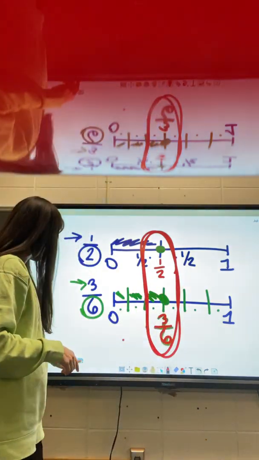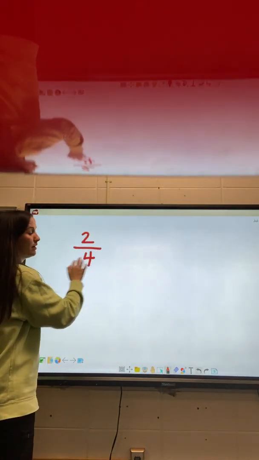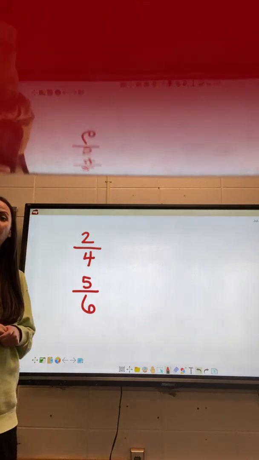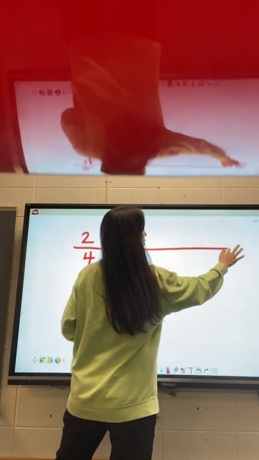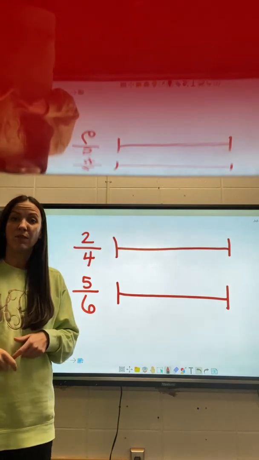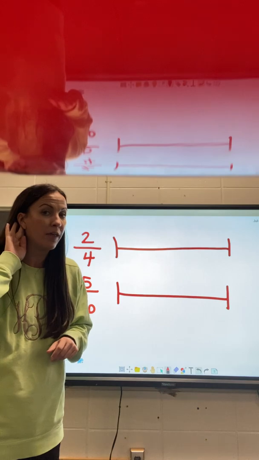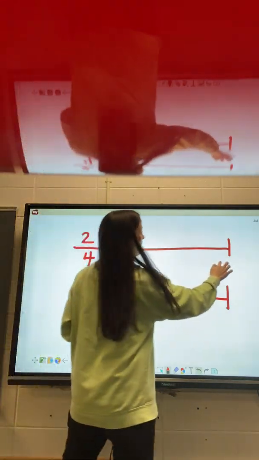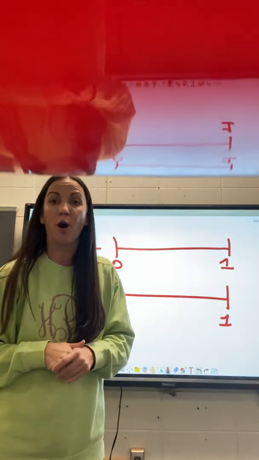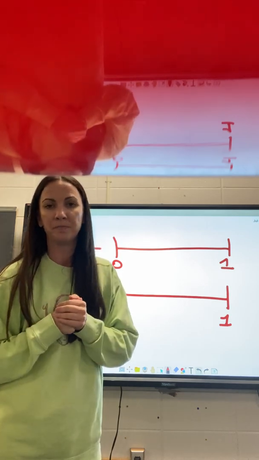All right, let's look at some more. Let's look at 2/4 and 5/6. So I want to put 2/4 on this number line, and I want to put 5/6 on that number line. Our starting point and our ending points are what? Yell it really loud. That's right, 0 and 1. You know what, guys? Pause the video. I want y'all to do this with me. So go ahead and pause it. Go get you some paper and pencil and come back.